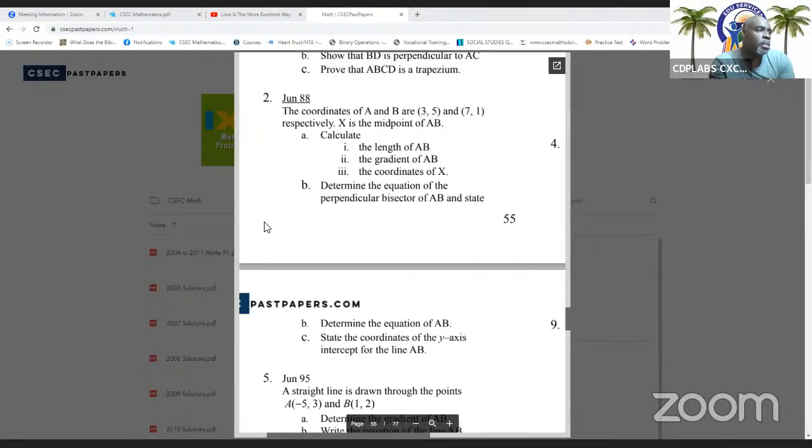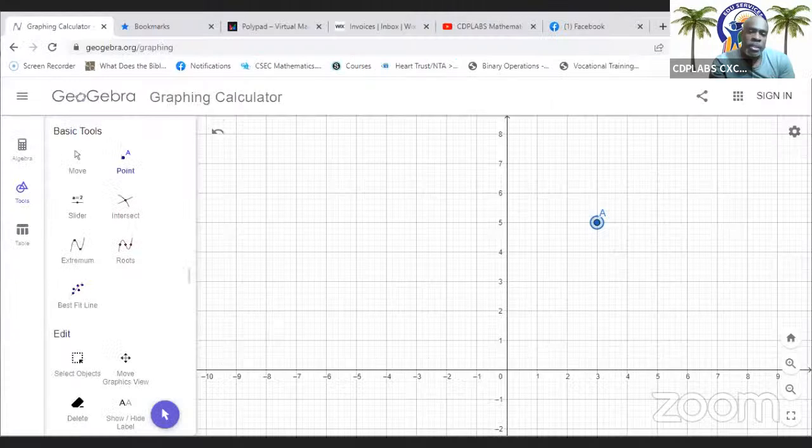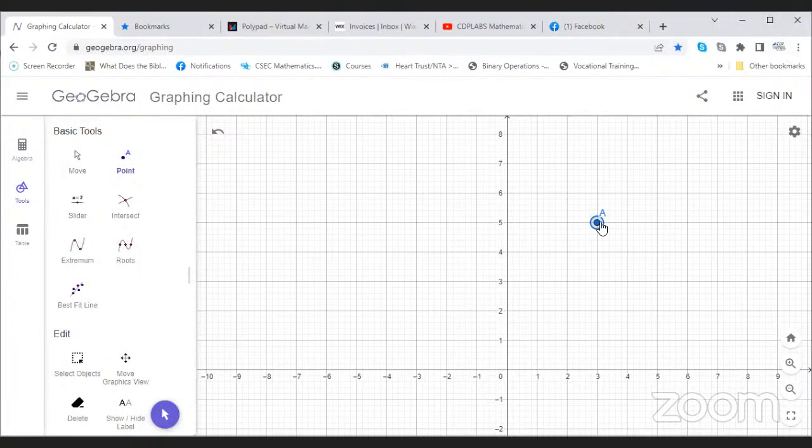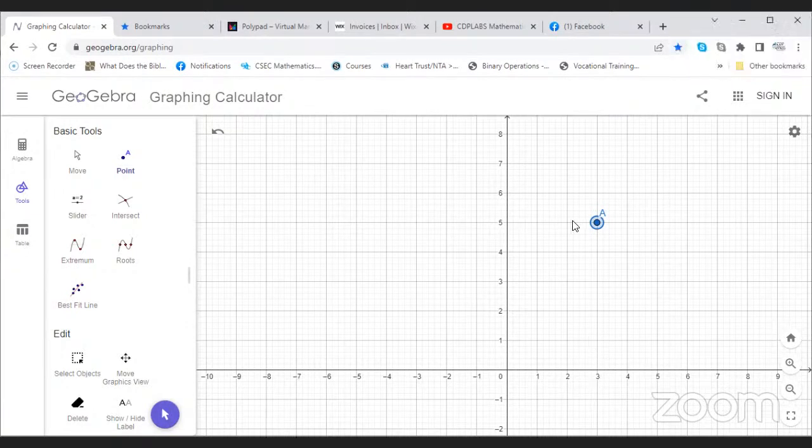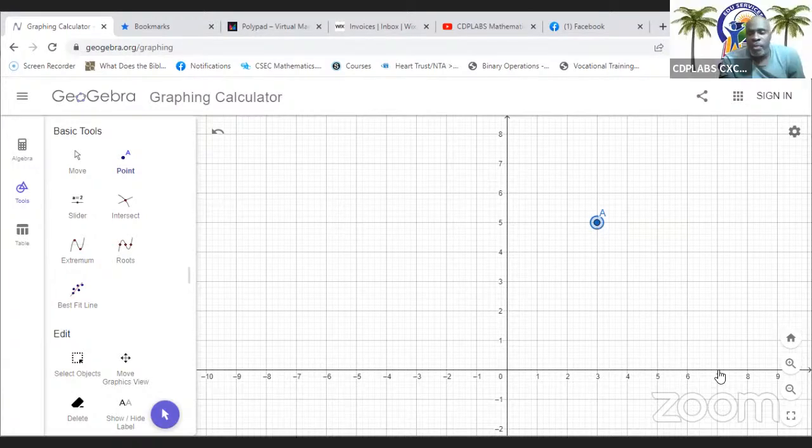Good question. So see there now? I plot the point 3,5. Good, 3,5. I see 3. So 3 on the x-axis, 5 on the y-axis. Remember what I told you last class? Yes. Okay. Then 7, 1 now. So the 1 right here. So plotting the point.